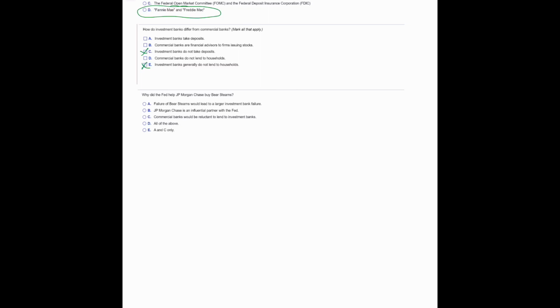And then finally, why did the Fed help JP Morgan Chase buy Bear Stearns? It's because of A, the failure of Bear Stearns would lead to a larger investment bank failure. They were really afraid of too big to fail. And also C, commercial banks would be reluctant to lend to investment banks. Therefore, A and C is the correct answer here.